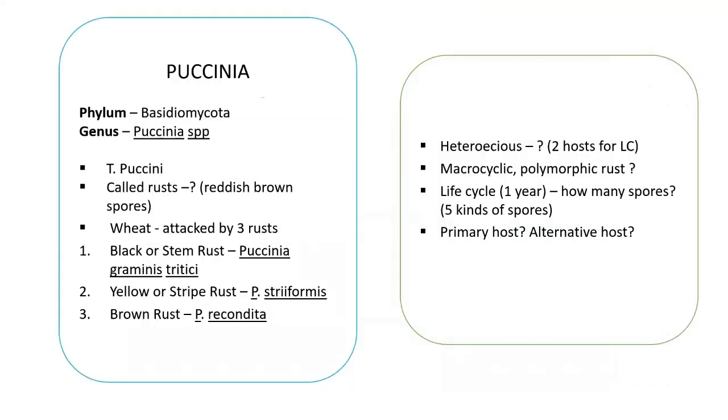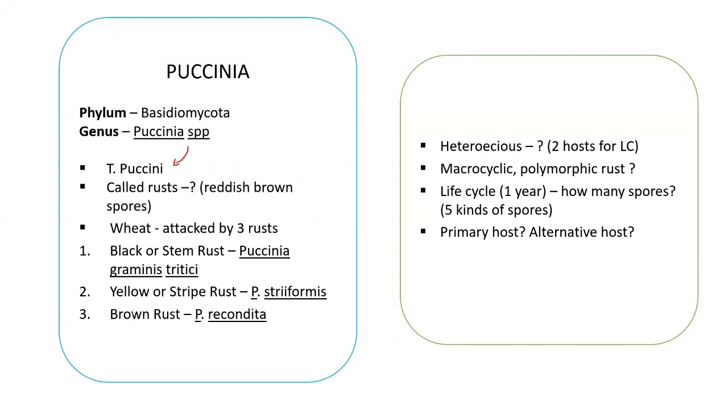Then we move on to the type genus, which is called Puccinia, which is very important. It derives its name from an Italian scientist, which is called T. Puccini. It is also called rust. Why it is called rust? Then wheat is attacked by three rust fungi, and one is black or stem rust, which is caused by Puccinia graminis tritici. Yellow or stripe rust, which is caused by Puccinia striiformis. Then brown rust is caused by Puccinia recondita.